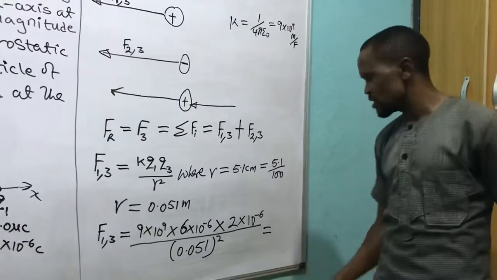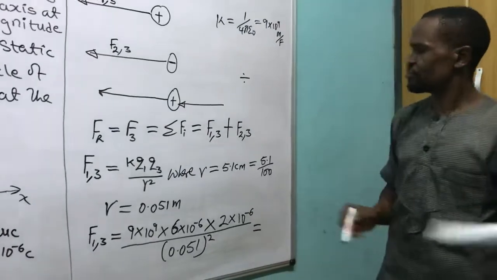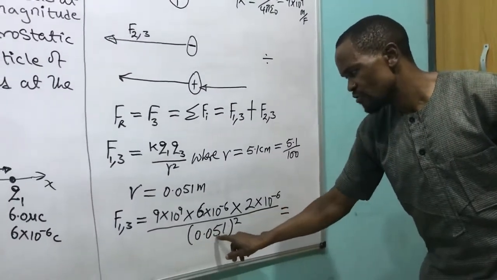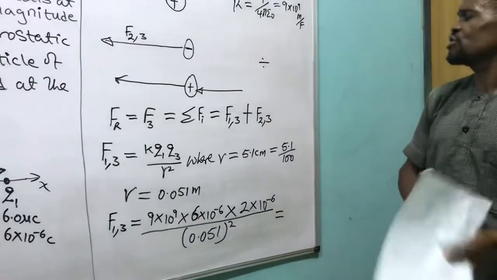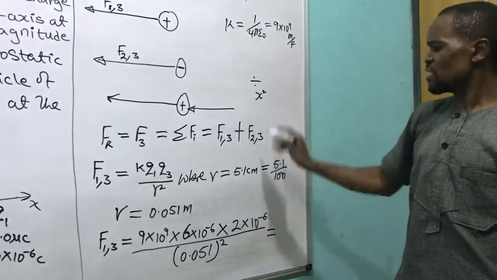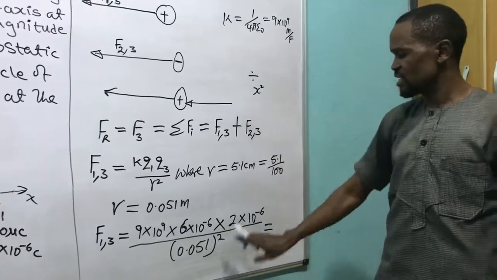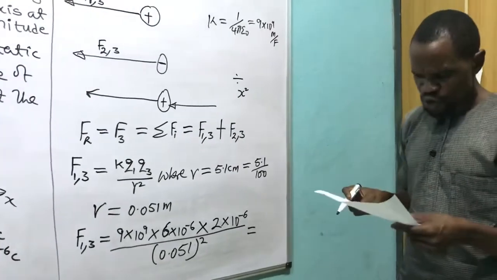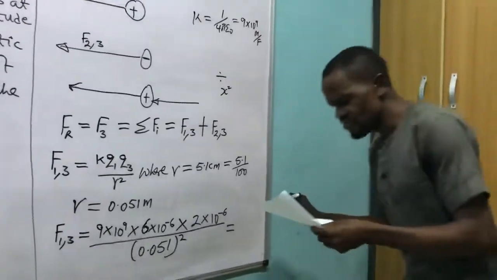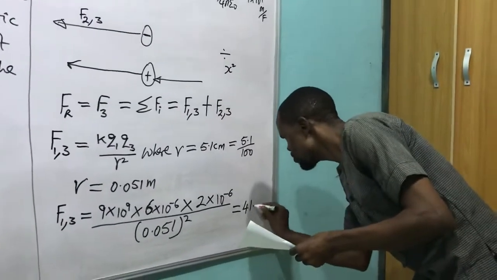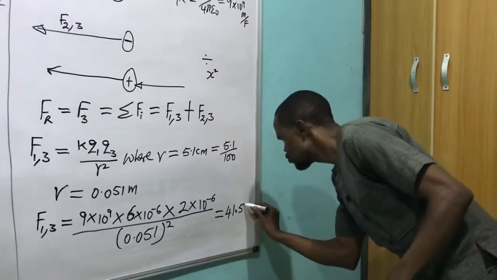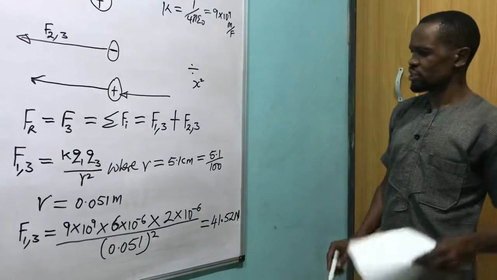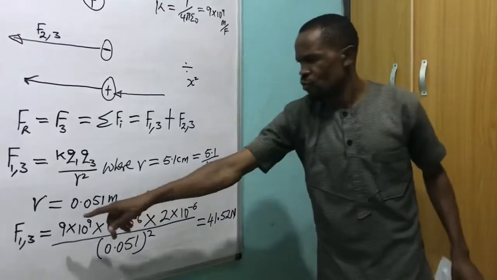Close the bracket. Then press division. Then you open the bracket again and press 0.051. Close the bracket. Have you closed the bracket? Then for the square, if you see this in your calculator, press it immediately. It will apply this 2. Then press equals. When you press equals, what you're going to have there is 41.52 newtons. That's what you will have there for the force of 1 on 3.